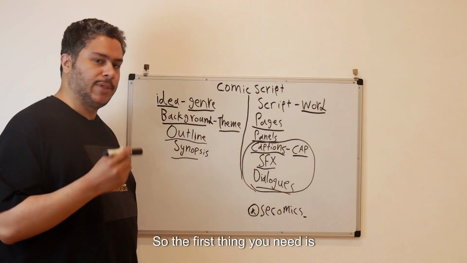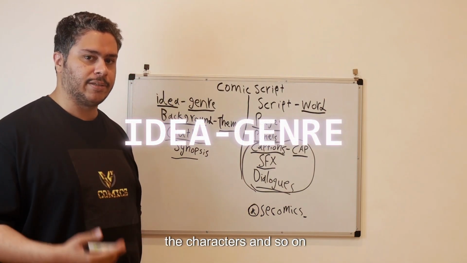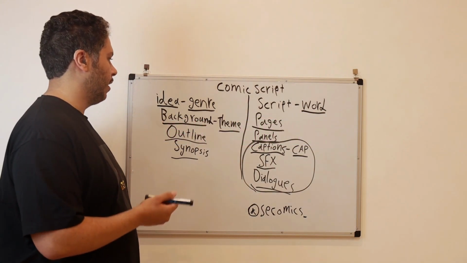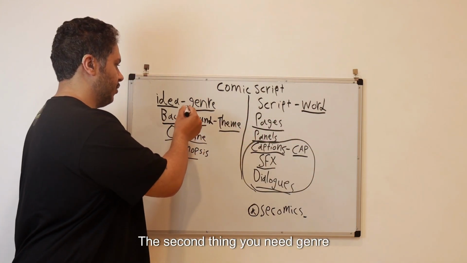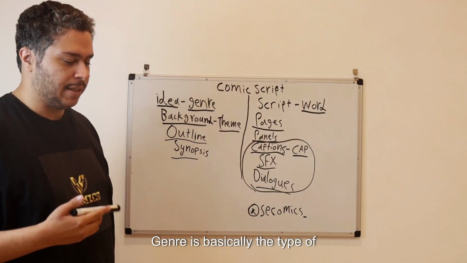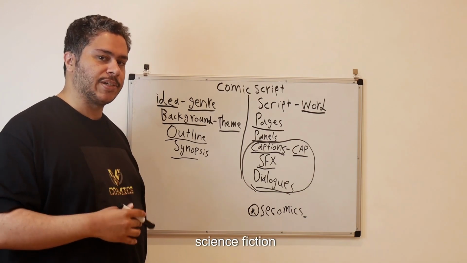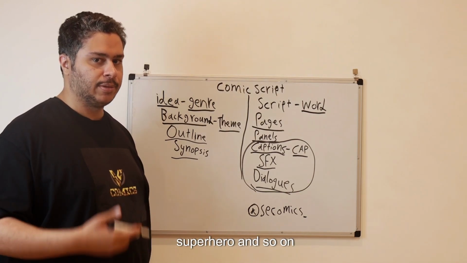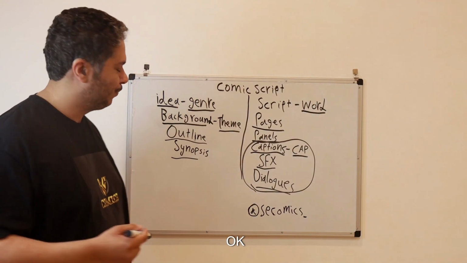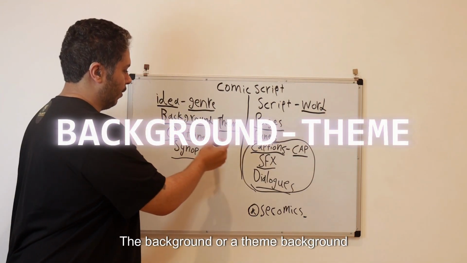The first thing you need is an idea. The idea of the story, the characters, and so on. The second thing you need is genre. Genre is basically the type of the story, whether comedy, drama, science fiction, action, superhero, and so on. This is up to you. Okay. The background or theme.